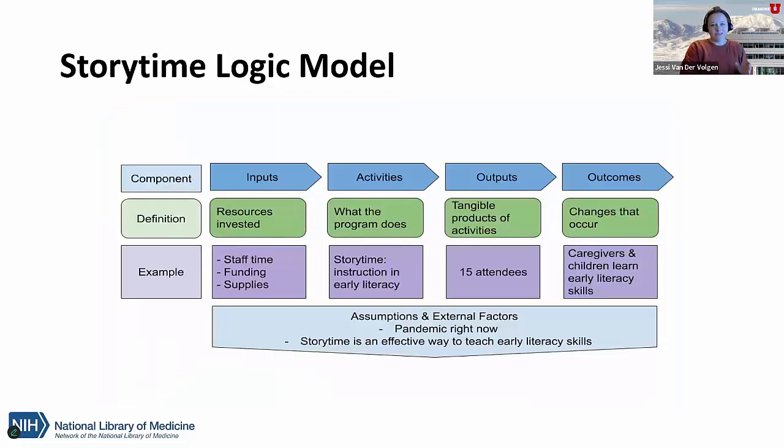Logic models don't have to be daunting. This is a very simplified example for a children's story time from the Library Research Service. You can think of them a bit like if-then statements. If we do the things or have the things on the inputs and activities side, then we predict that the outcome side will happen. Sometimes it's easier to work backwards. This is the outcome we desire, and so to get to that outcome, we're going to do these things and have these inputs.